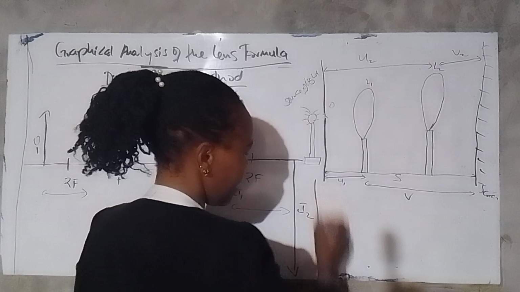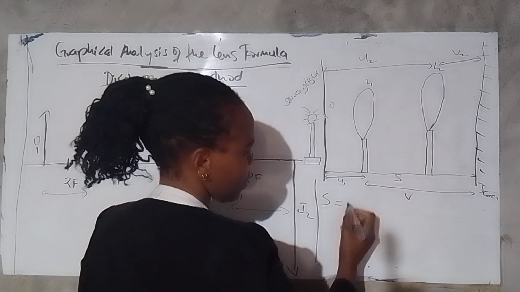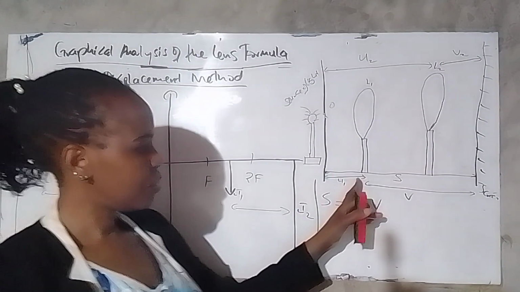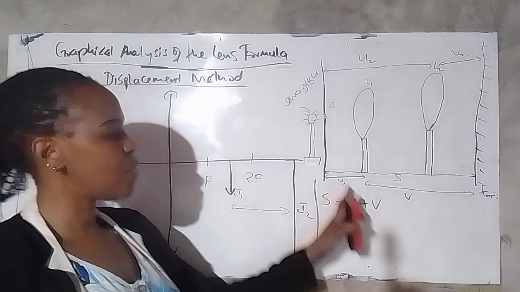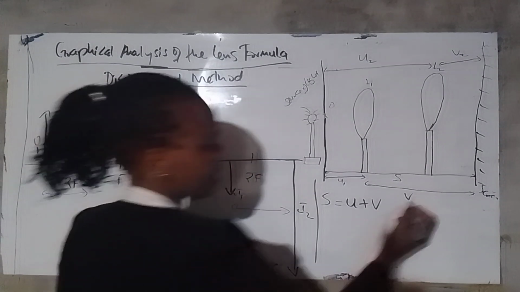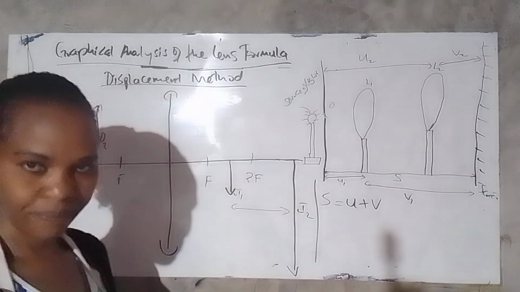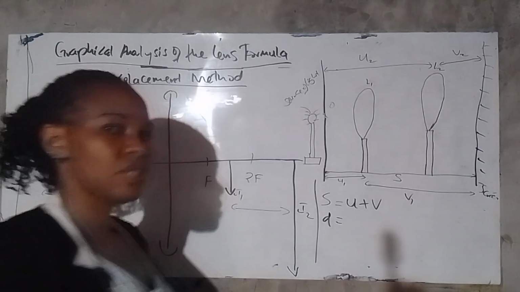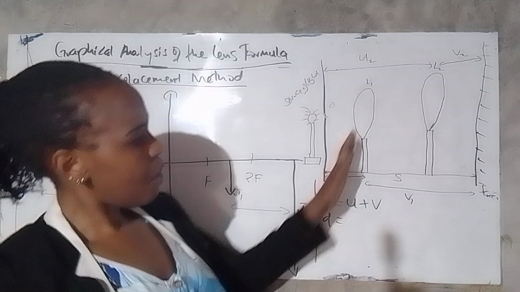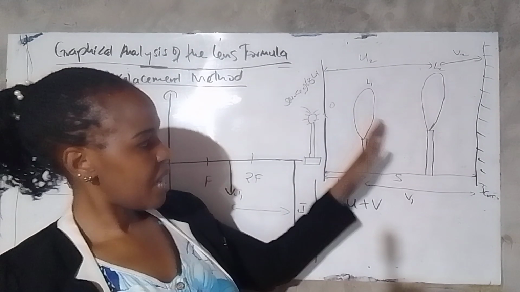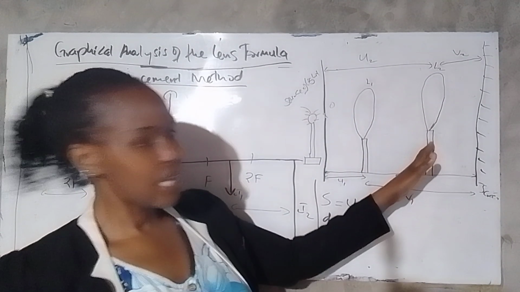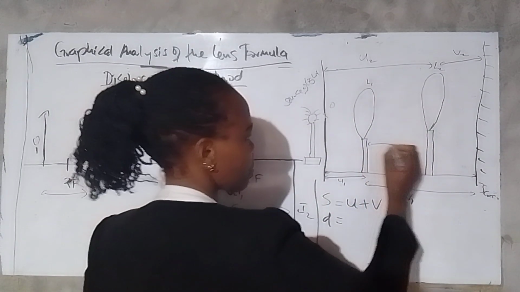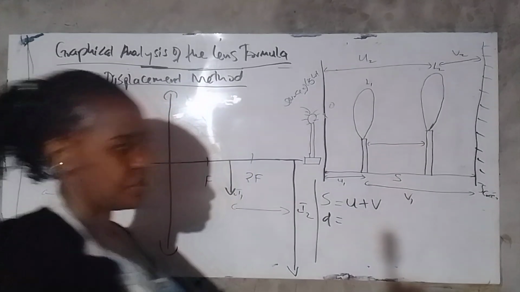So I can as well say that S equals U plus V. Okay? It is U plus V. Whether it is U1 plus V1 or U2 plus V2, it is U plus V. Now, there's another length I want us to determine. Our object was at L1 and now it is at L2. So we have shifted it. What is this distance from where L1 was to where L2 was?